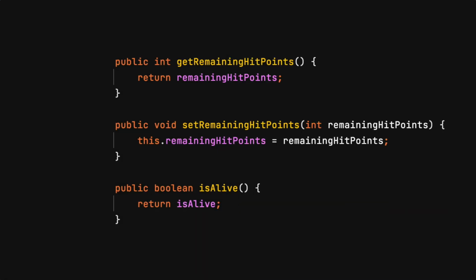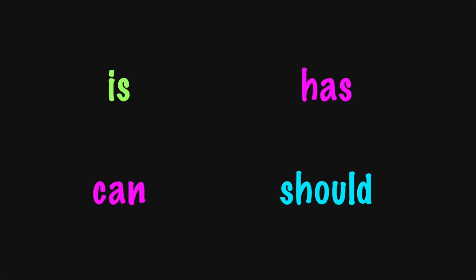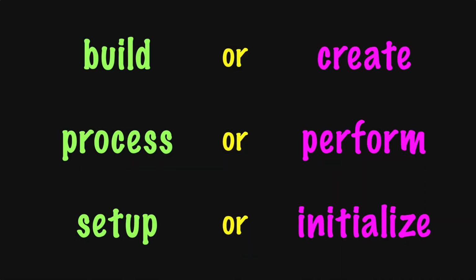For example, when working with class properties, it is common to have getter and setter methods. Those methods commonly start with get, set, and is. When returning a Boolean value, it is common to see these prefixes. Avoid verb prefix synonyms. Build and create mean the same thing. It's best to choose one, not both inside the application.